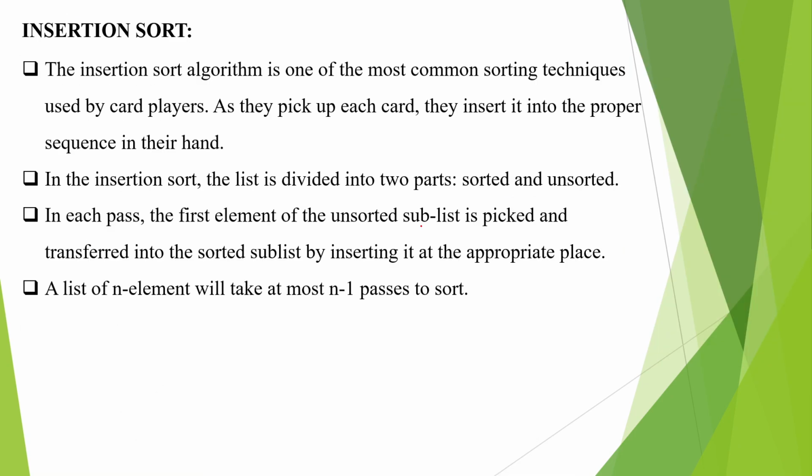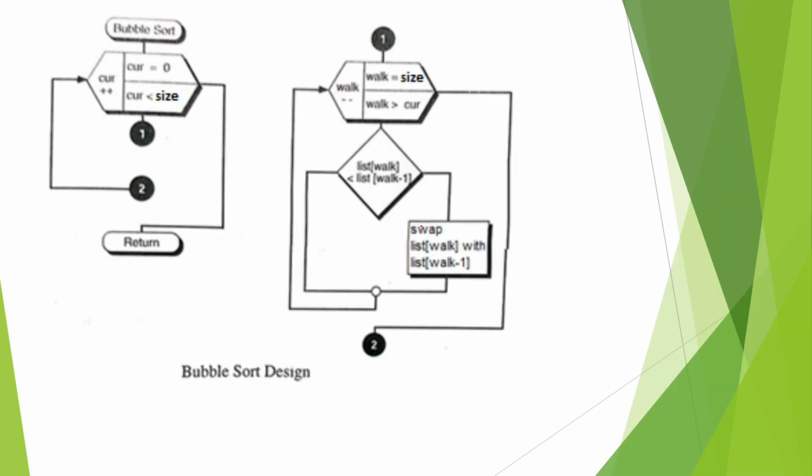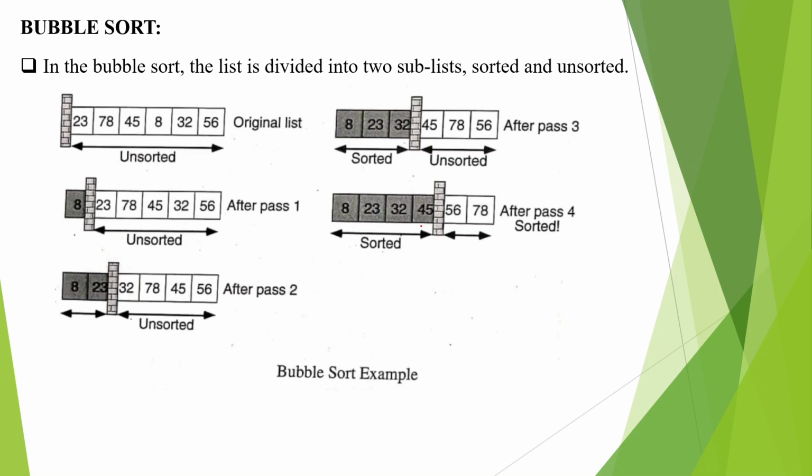So just go to this, here we have one example. Do this example. See, in this list, the imaginary wall is standing at the beginning of the list, and in the sorted list we don't have any item, and in the unsorted list the whole list is there. Now you can see 56, 32, 8, 4, 45, 78, 23. Likewise, we have the items.